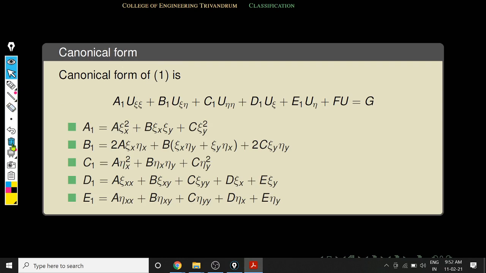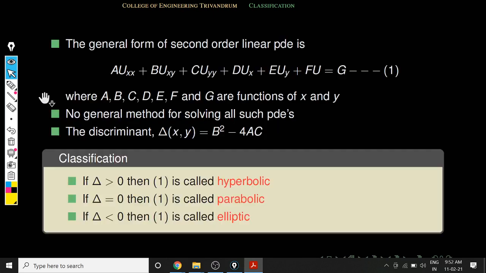Then next, how to find the canonical form. Before moving to the canonical form, now we have a given PDE and its characteristics. By solving the characteristics, suppose we have two reversible transformations, psi equal to psi of x, y and eta equal to eta of x, y. Using these two transformations, we are going to convert the given PDE to a new PDE in two new variables.